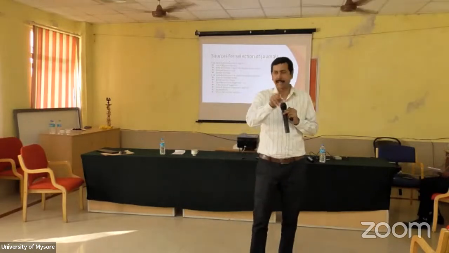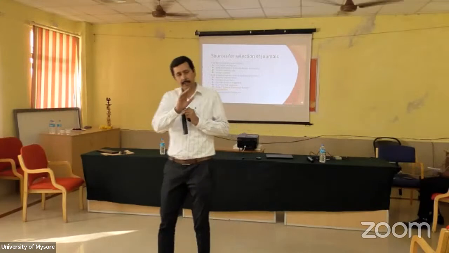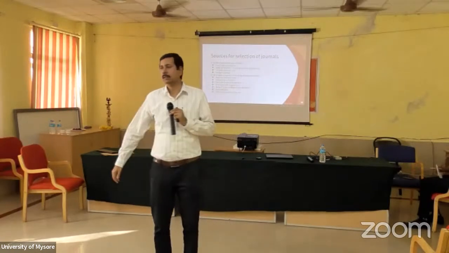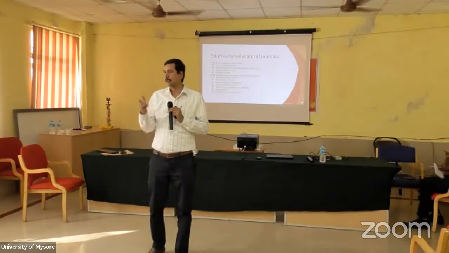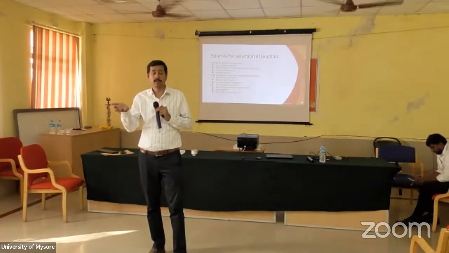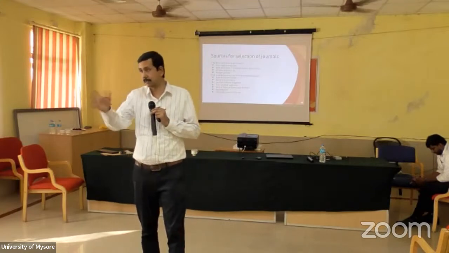Google Scholar also ranks journals. ಜರ್ನಲ್ಸ್ ಅನ್ನು ರ್ಯಾಂಕ್ ಮಾಡುತ್ತೆ based on an index called H5 index, which it applies to the journals, the number of citations received by H number of articles in the previous 5 years. H5 index.